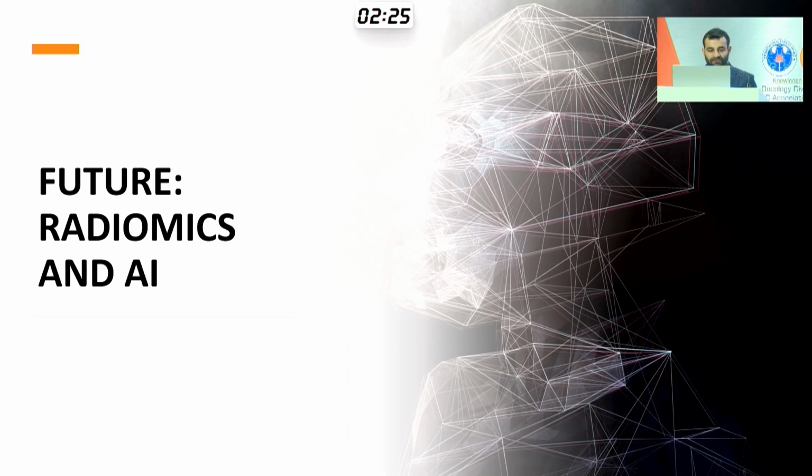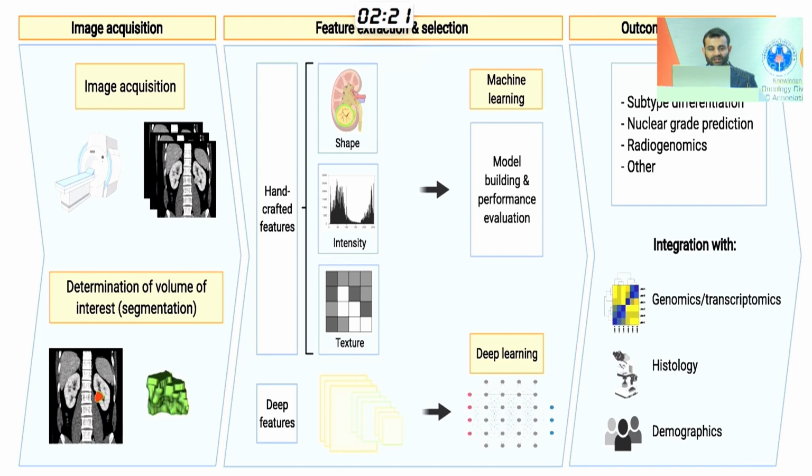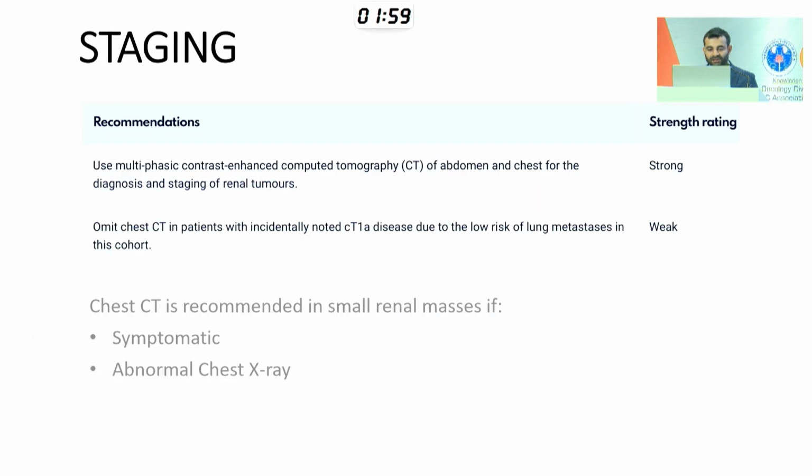And the future for this is radiomics and AI, in which the image would be acquired, and from the area of interest, various characteristics of the tumor such as shape, intensity and texture would be taken and fed into a machine learning model to give us different outcomes, such as tumor subtype, nuclear grade, radiogenomics. This is really a thing in the future and looks interesting.